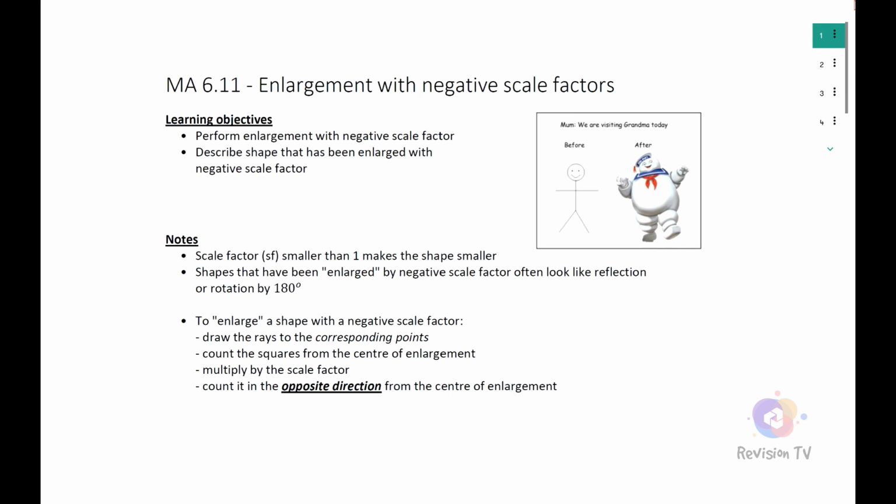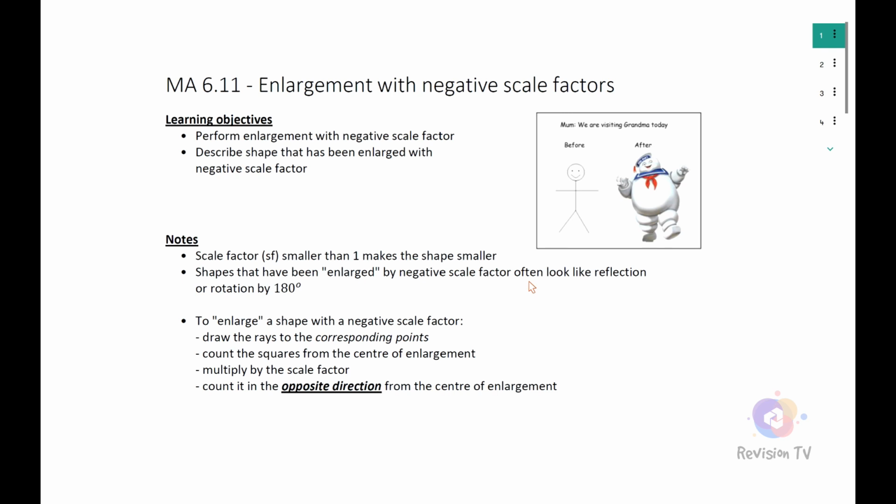Now, shapes that have been enlarged by a negative scale factor will often look like a reflection or rotation by 180 degrees. But one thing to remember is when the shape has a different size, it has to do with enlargement. Nothing but enlargement. It's only when a shape has the same size that you should consider something apart from enlargement. So I'll just say again: different size, definitely enlargement. Same size, definitely not enlargement.